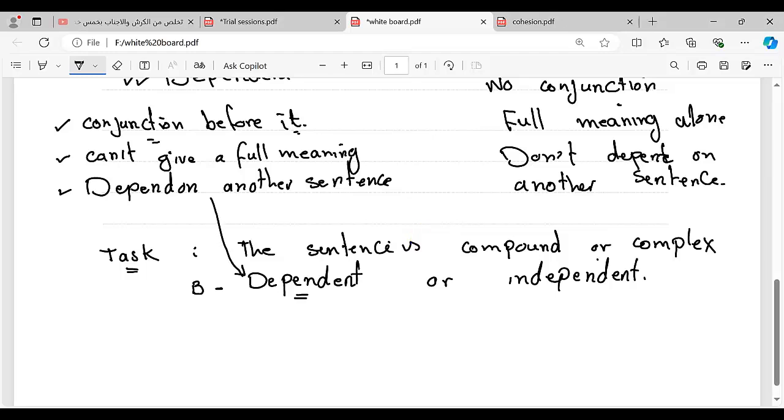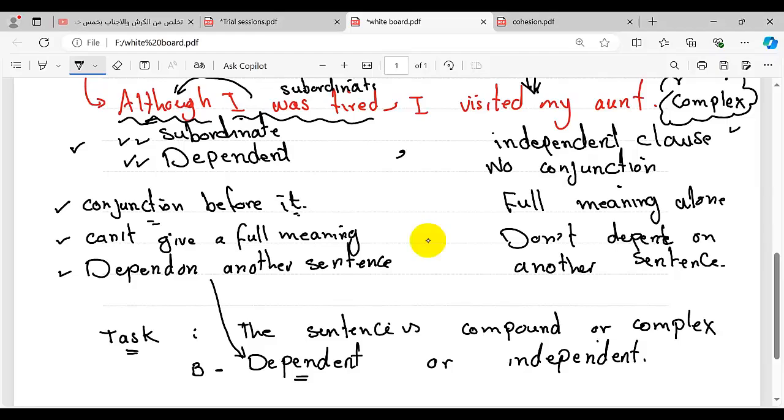These are the rules for dependent. The sentence always follows a conjunction. So look for the conjunction, and then the sentence after it is a dependent clause. The other sentence that can give a complete meaning alone without depending on another sentence is an independent sentence. And here are the rules for the independent clauses. Revise them before you start answering.